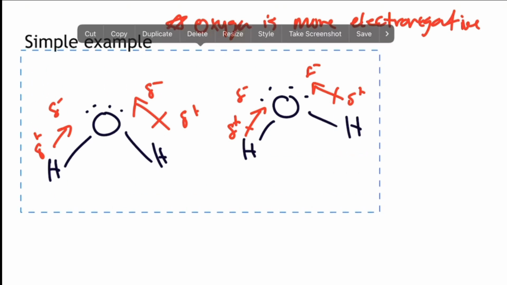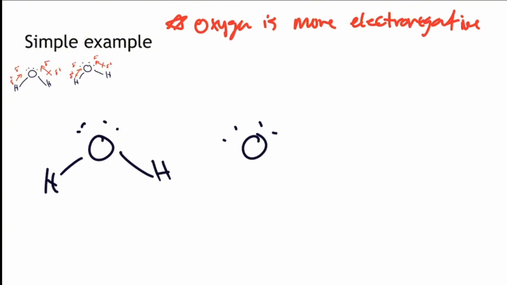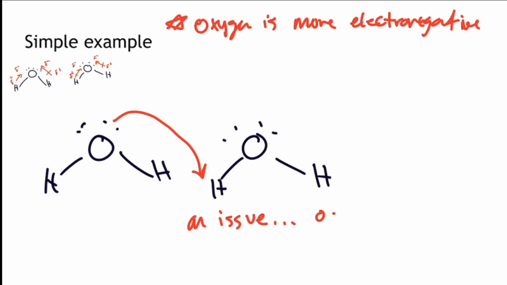Now keep in mind that when you're drawing your arrow pushing, it always goes from an area of high electron density to an area of low electron density. We already established that around the oxygen is where there's the most electron density, and around the hydrogen is where there's the least electron density. So you can transfer that lone pair to the hydrogen and make a bond. But there is one issue. This would break the octet rule. So how exactly do we work around this?